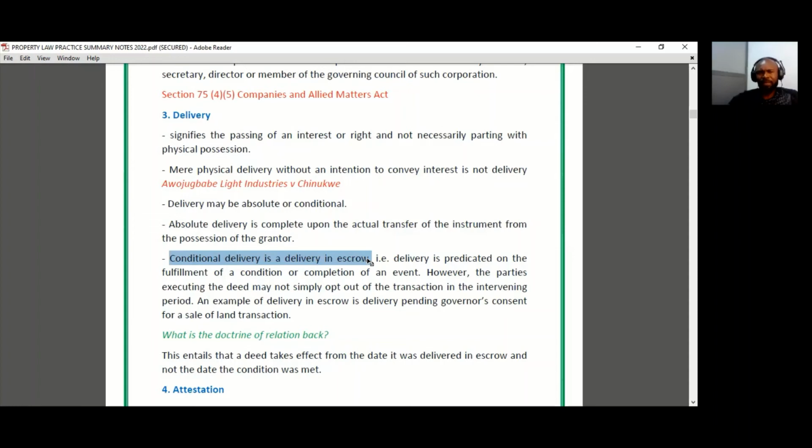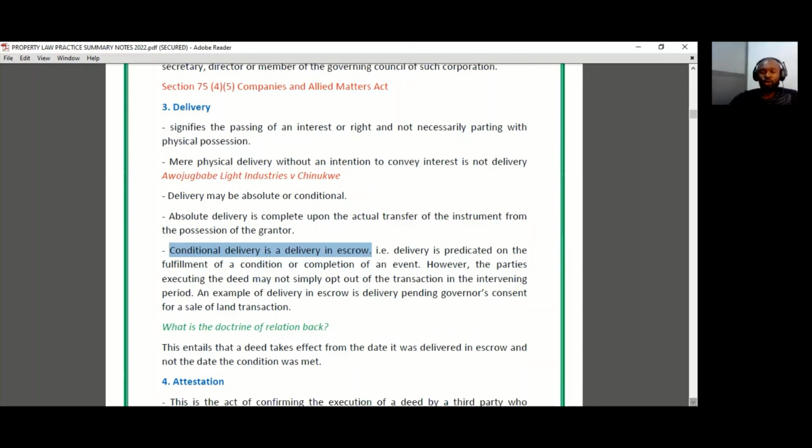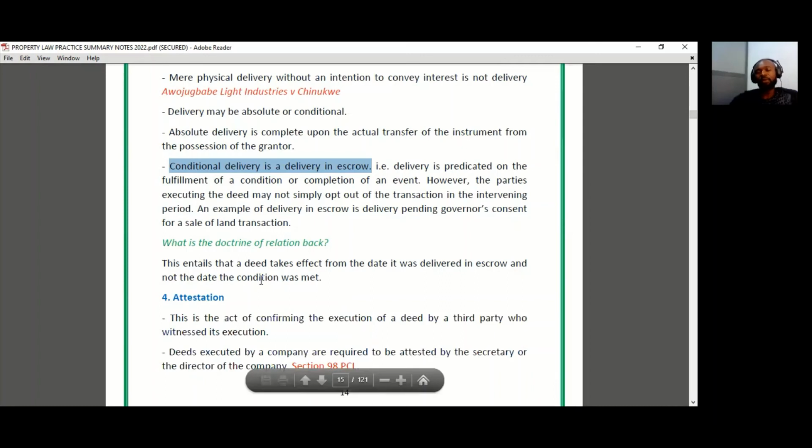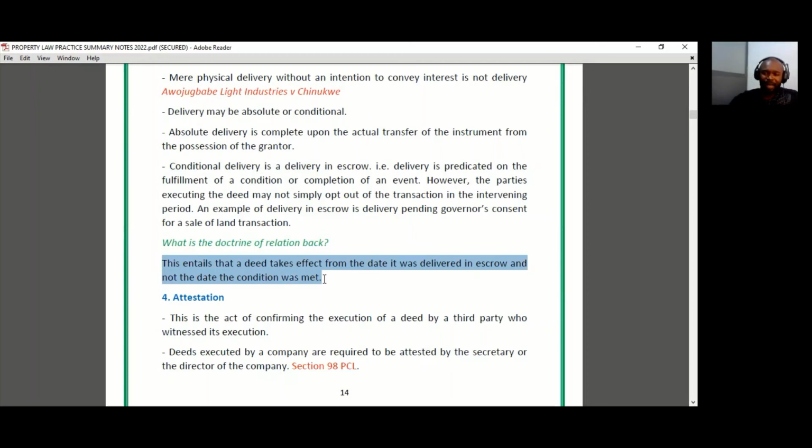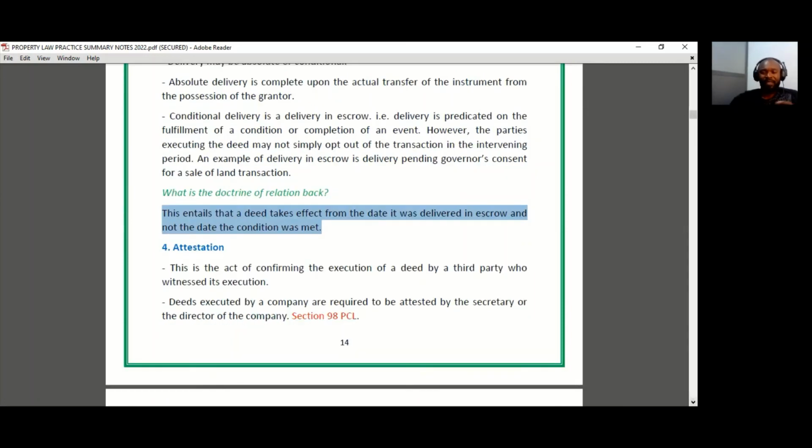Now, does that mean that the transaction is not binding on the parties until governor's consent is obtained? The answer is no. As a result of the doctrine of relation back, the deed, the transaction, becomes binding on the parties from the time that they execute, from the time that delivery takes place between the parties, and not from when the condition, that's governor's consent, is granted. Because the deed dates back to the time that it was delivered in escrow. So the transaction is binding on the parties even before governor's consent is granted.